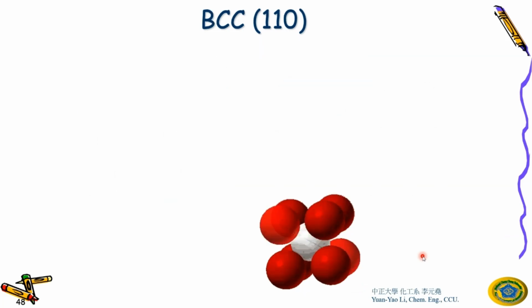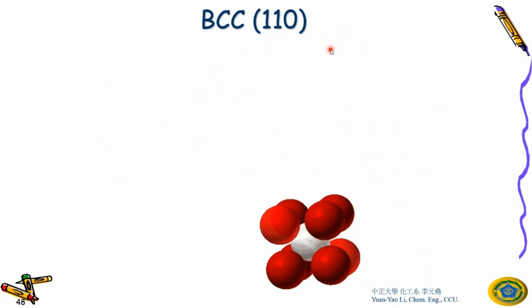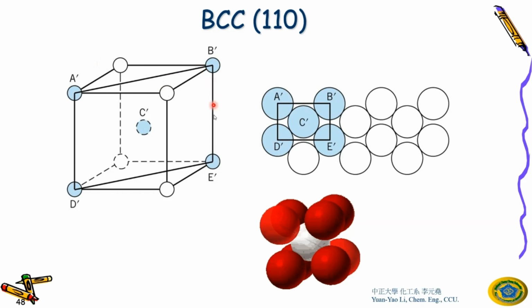How about BCC? You know, this is 110, right? FCC 110. This is BCC 110. What is this? It looks like this. And when you take a look at this unit cell in two-dimensional view, you will see this A prime, B prime, C prime, D prime, E prime. So as you can see, this C atom touches A, B, E, and D prime. No problem. Easy. So this is the repeat unit.